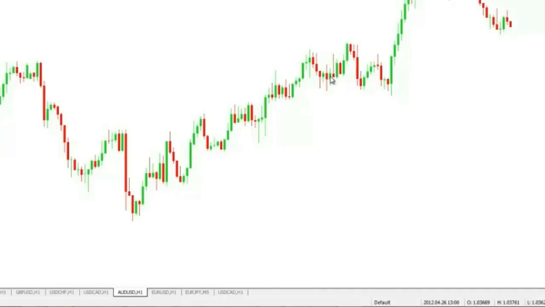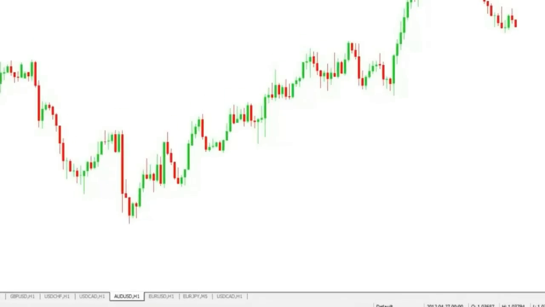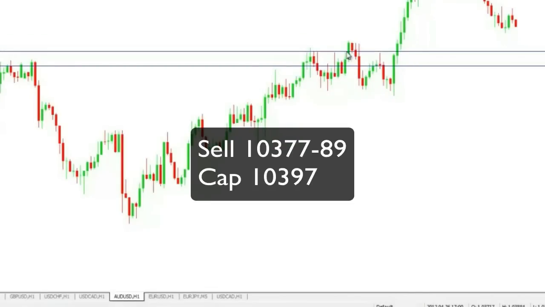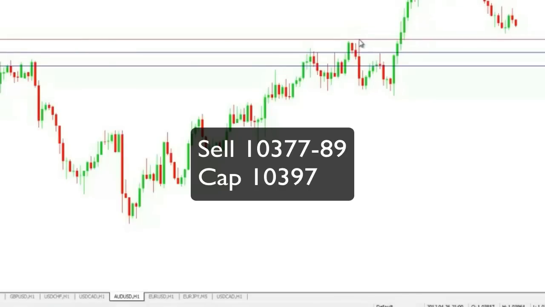So the levels on this day, and you guys that have been with us know that these levels are what was posted that day. So we were looking at, and this is Thursday, April the 26th, we're looking at 103.77 to 103.89, and we had a cap of 103.97.